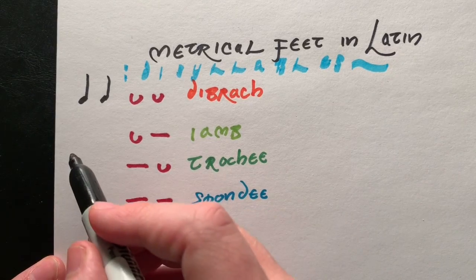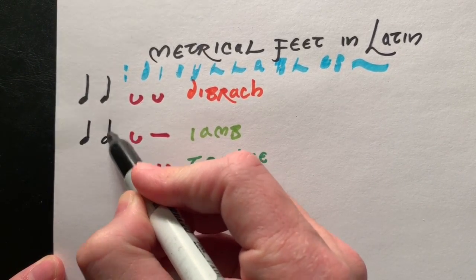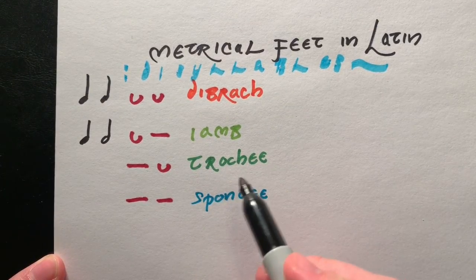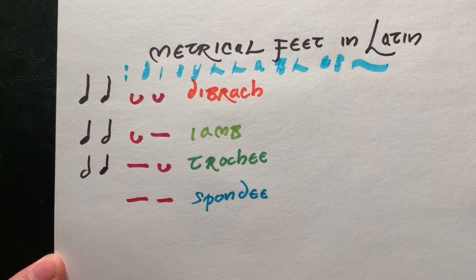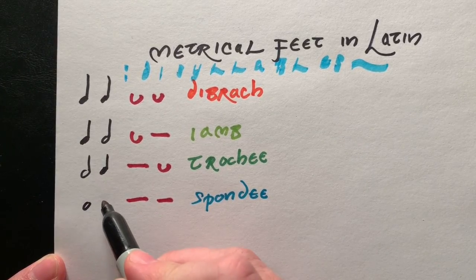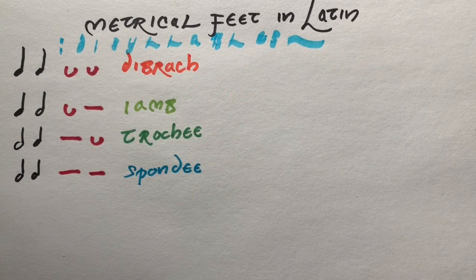And an iamb would be something like, we'll just say, a quarter note and a half note. A trochee, something like a half note followed by a quarter note. And a spondee, something like two half notes together. And this is a very simple way to understand it, especially if you are familiar with music already. If you don't, that's okay. You don't have to know anything about music in order to understand this.